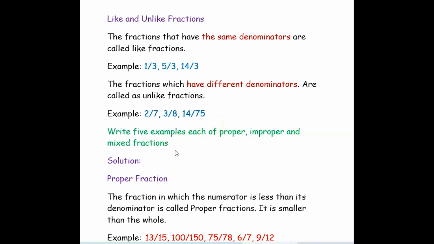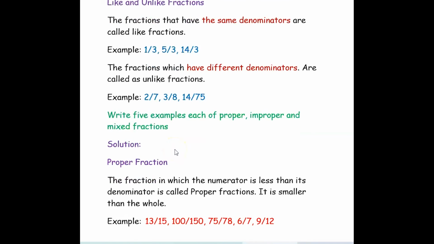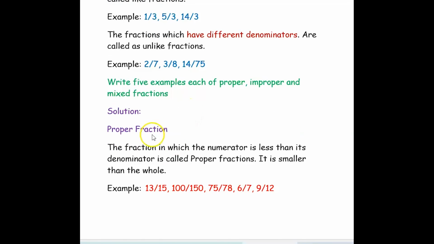They have given us one question. Write 5 examples each of proper, improper and mixed fractions. Now I think you all can write it very easily, right? Because you know the concept. We know that a proper fraction is the fraction in which the numerator is less than the denominator. So you have to write a fraction such that the numerator is less than the denominator. So I have given 5 examples. 13 divided by 15, 100 divided by 150, 75 divided by 78, 6 divided by 7, 9 divided by 12. These are a few examples in which the numerator is less than the denominator. So it's a proper fraction.